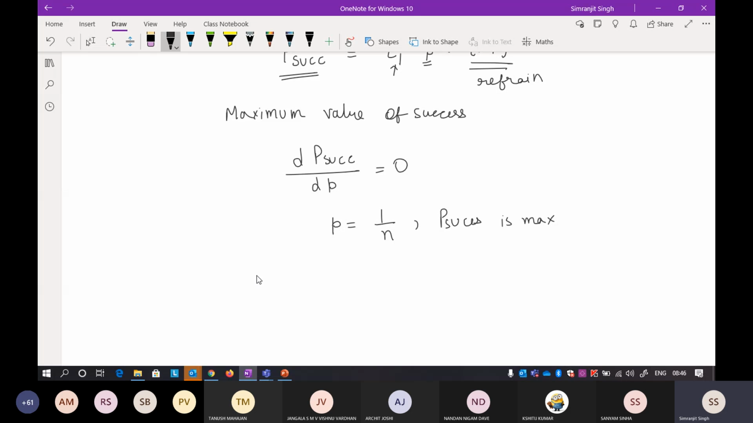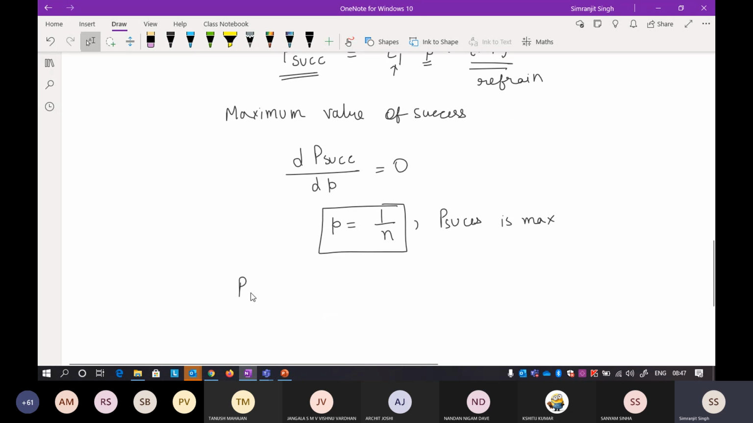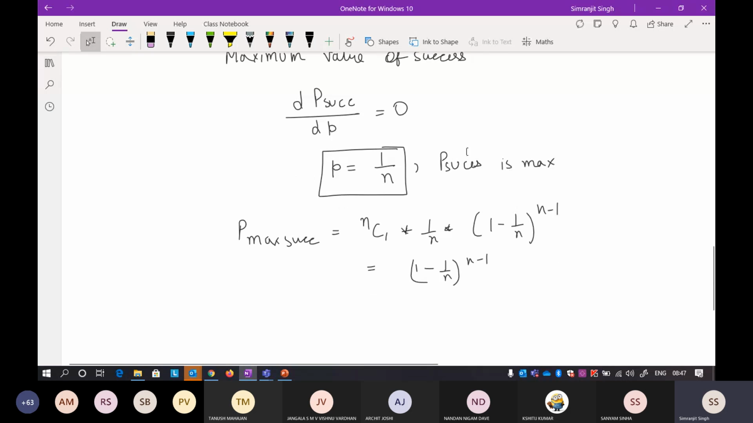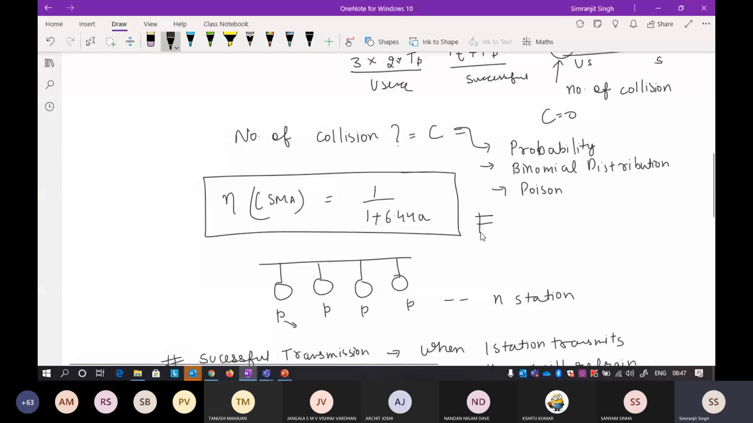Now you can find the maximum success by putting the value of p here. It will be nC1, and then 1 into 1 by n, and into 1 minus 1 by n raised to n minus 1. If you calculate it, you will find that it is 1 over n times the quantity n minus 1 over n, raised to n minus 1. Everything that I am doing here is to reach this particular formula.